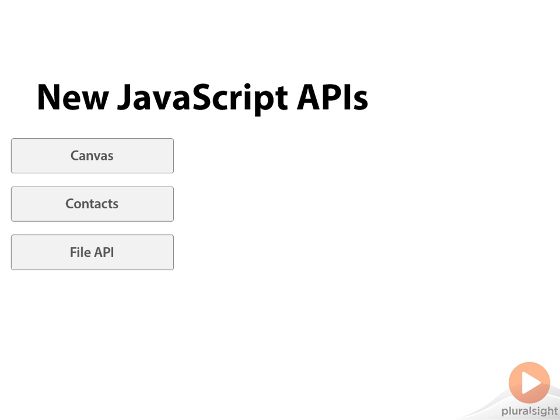The File API gives the browser access to sandbox areas of the user's computer to store data on the file system via JavaScript through the browser.